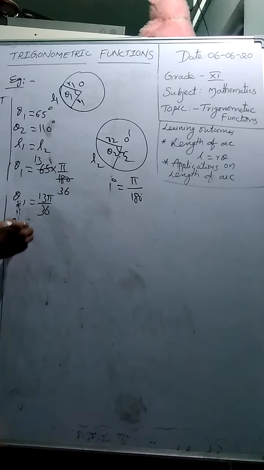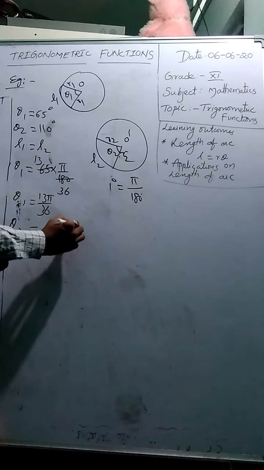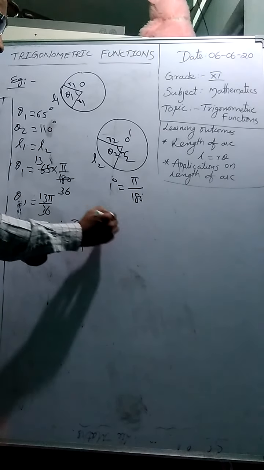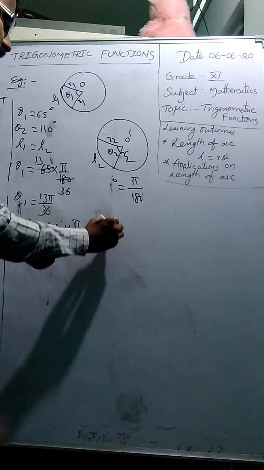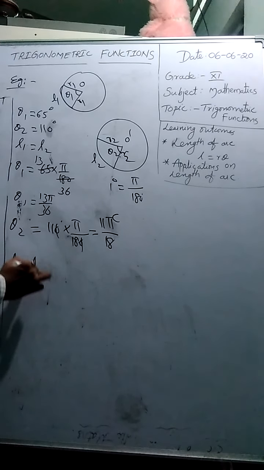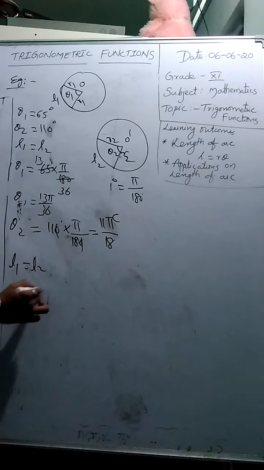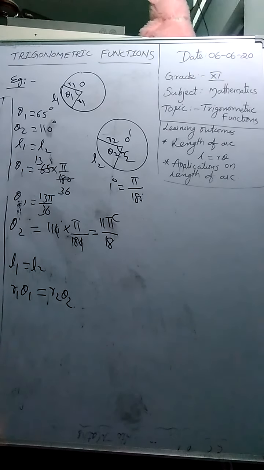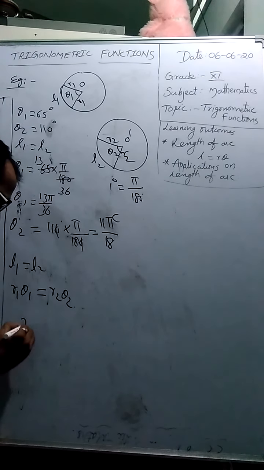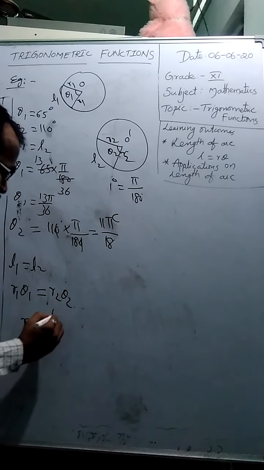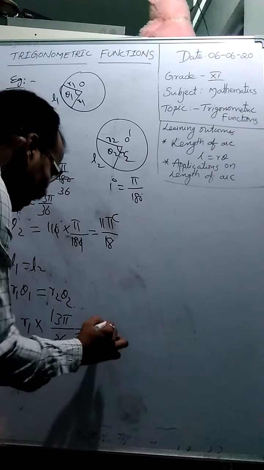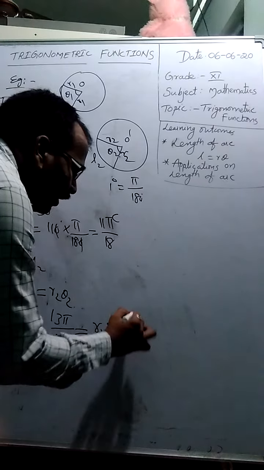This is theta 1. Now theta 2 is equal to 110 degrees into pi by 180. So we have 11 pi radians by 18, theta 2. Then, we know L1 equals L2, so according to the problem R1 theta 1 is equal to R2 theta 2. What is R1 here? We don't know, R1 we have to find. But theta 1 we have, 13 pi by 36, that is equal to R2, which we also don't know, times theta 2, which is 11 pi by 18.